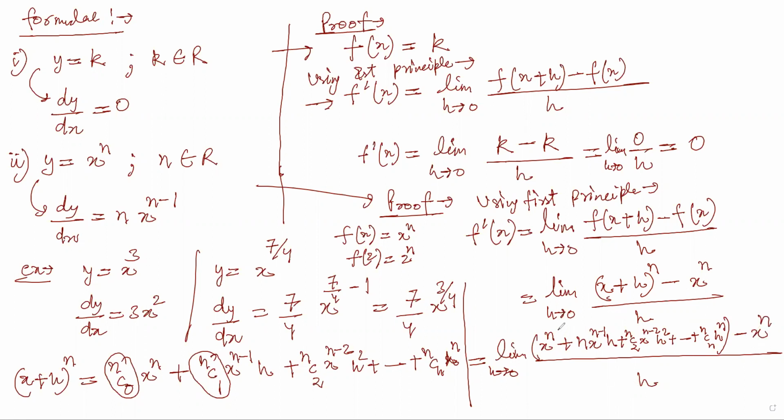right? Now this x to the power n gets cancelled out with x to the power n, and we can divide the whole expression by h because every term contains h. You can see every term contains h. So this would be limit h tends to 0. The first term will be h gets cancelled out. So this is just n into x to the power n minus 1, plus this is nC2 x to the power n minus 2. This h square gets divided by h and you'll have only h.